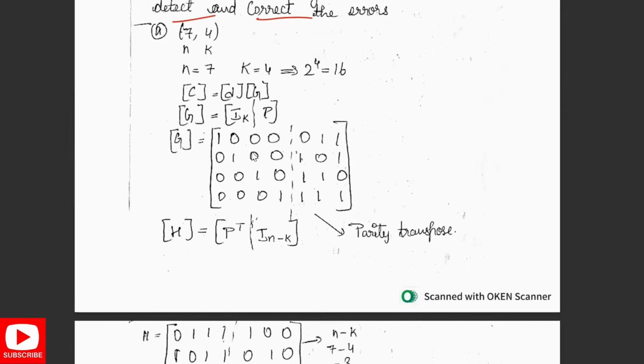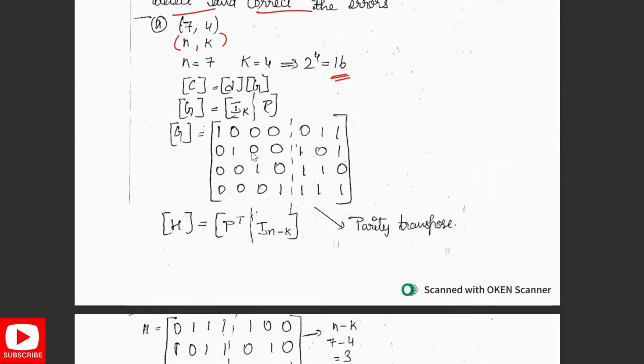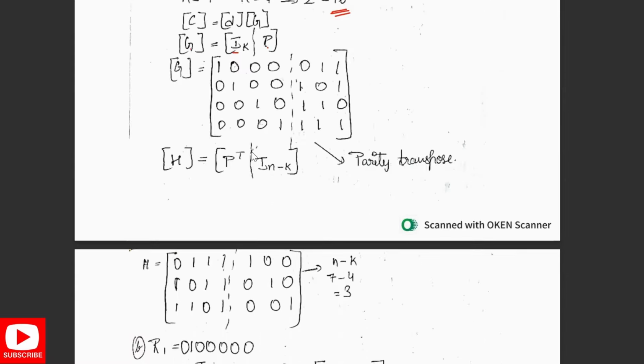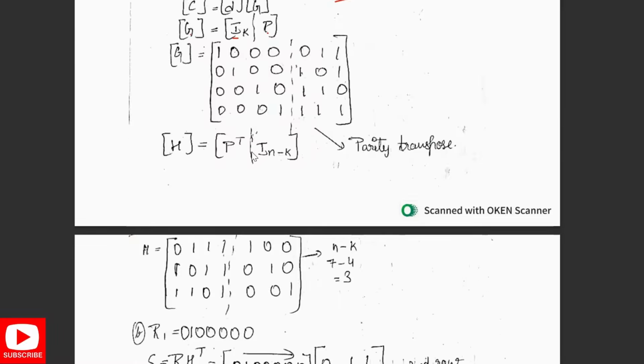This is so simple if you understand. It is (7,4), that is (n,k), where n is 7 and k is 4, so 2 power 4, which means we have 16 data words. Here C is equal to D into G. First we need G. G is [I_k P], the identity matrix of size k, which is 4, and the parity matrix is given. Next, H is given by [P transpose I_(n-k)]. So we need to transpose the P.